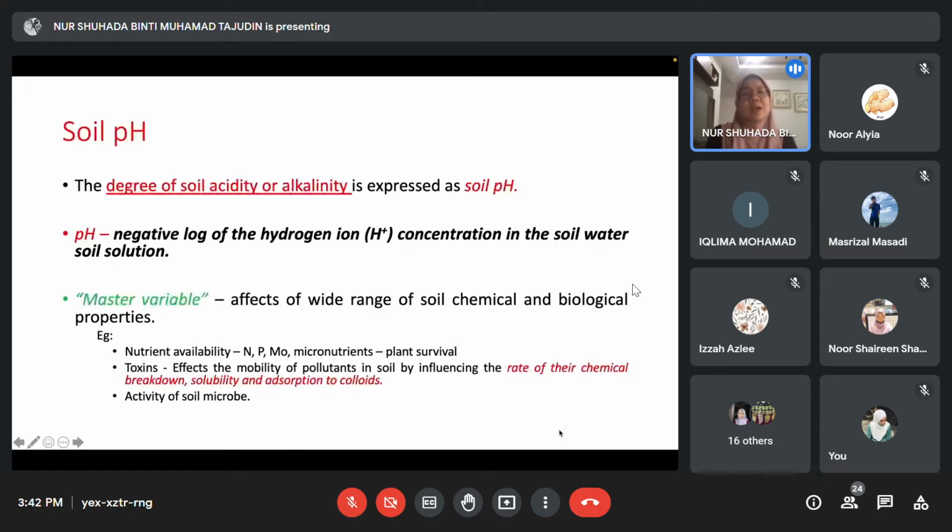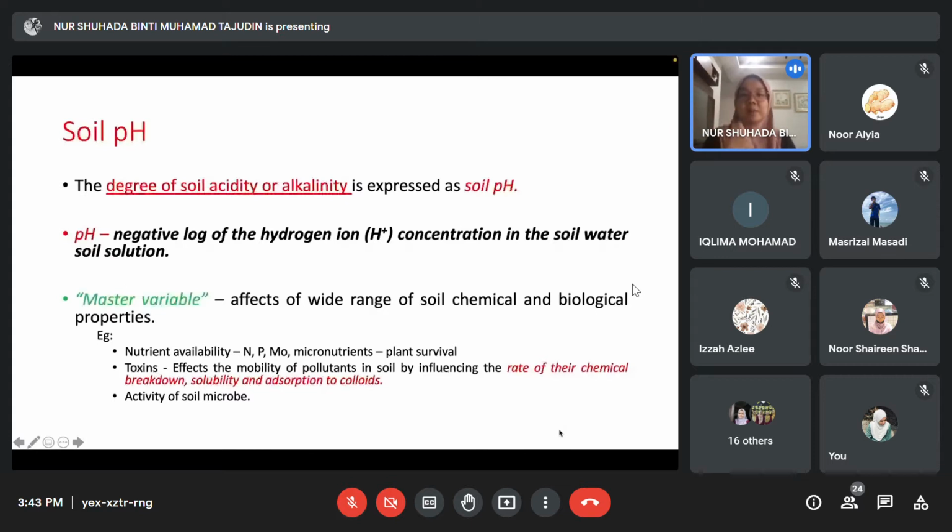Okay, so I always say that the pH is the master variable. You tak payah check yang lain dulu. Kalau pergi kat satu tempat, satu ladang, if you want to go to one plantation, you check the pH first. If you want to know everything about the soil, pH is the master variable. It determines the chemical, the biological and the nutrient properties of a soil. You tak payah tengok yang lain lah.